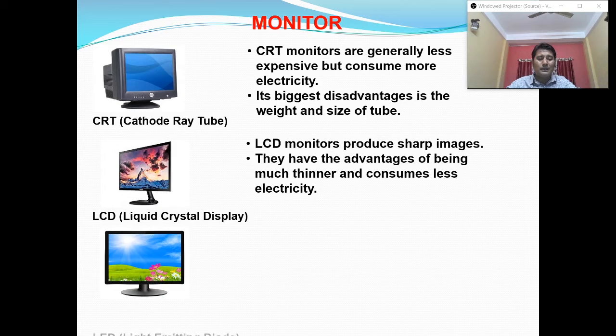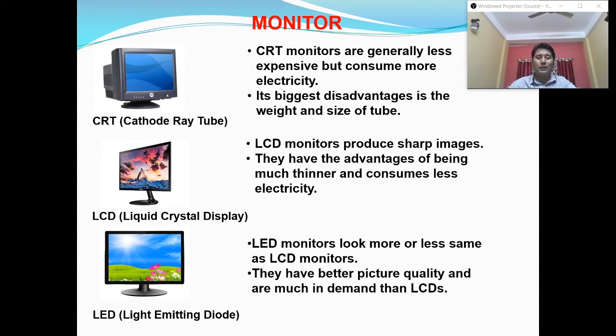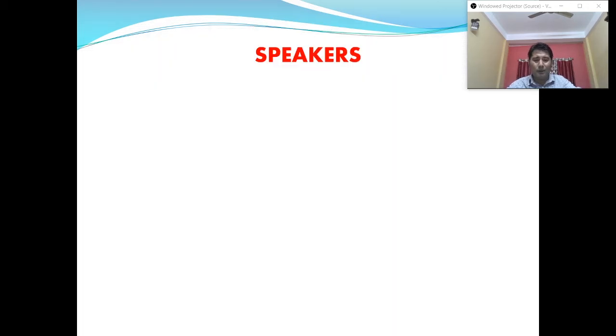And the last one is the LED, that is light emitting diode, and the output in these monitors is displayed with the help of a light. LED monitors look more or less the same as LCD monitors, and both of them produce good quality images, but still the LED has a much better picture quality and is much more in demand nowadays than the LCD monitor.